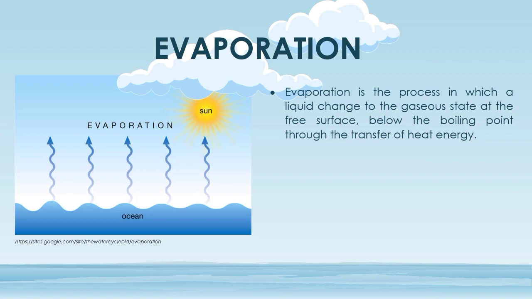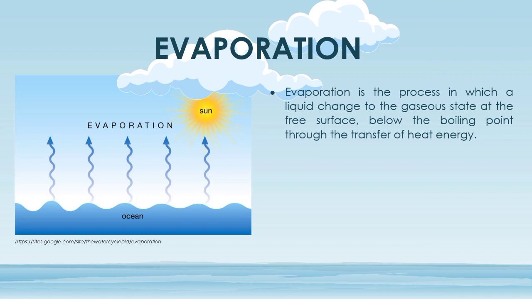So, evaporation happens when a liquid turns into gas. As water is heated below the boiling point, it evaporates and becomes a gas. One example of this is when wet clothes dry in the sun. The water is not actually disappearing, rather, it is evaporating.